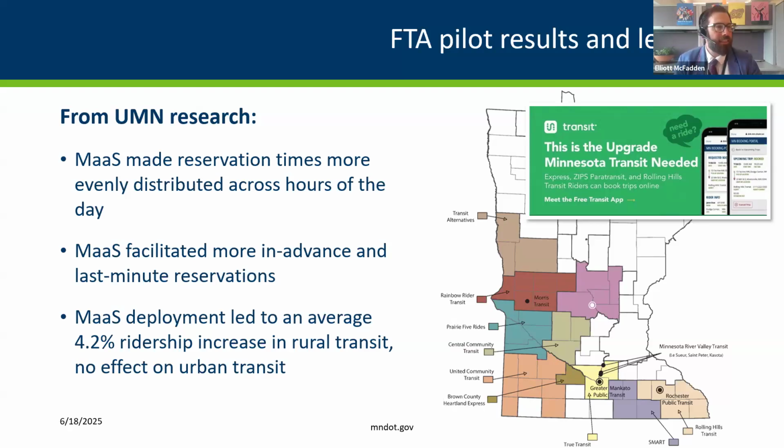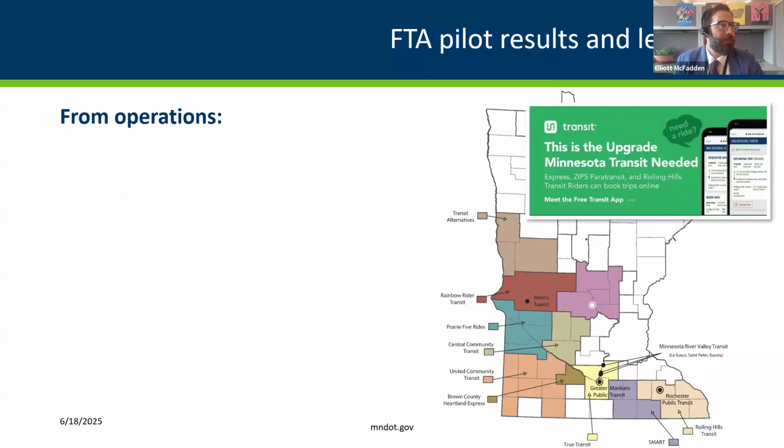For our urban transit systems, our small urbans, there was not a measurable effect, but we think that's mainly because there's more information out there on those agencies, like timetables and things at bus stops.